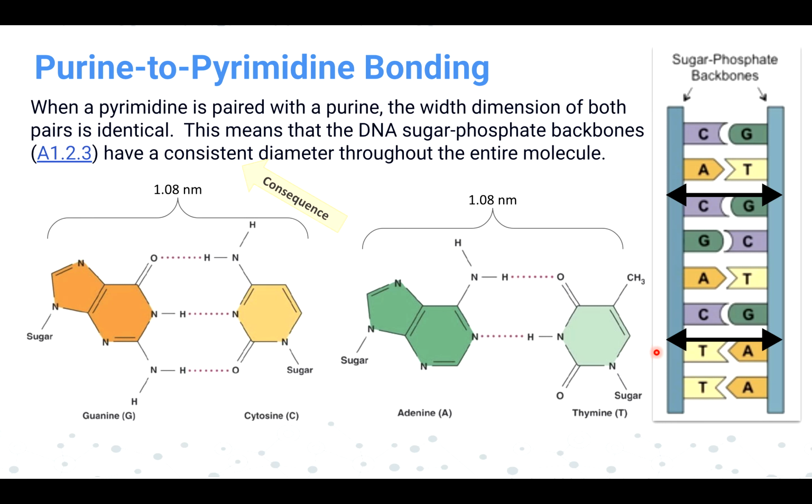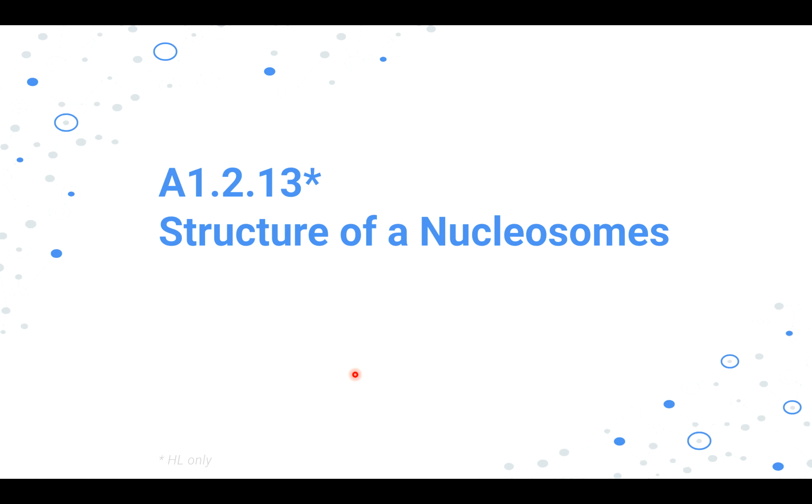Like this, you can see this is another diagram. This is the bond length, you can see the diameter of that particular base pair is nearly the same, you can see 1.08 nm. So they are maintaining consistency width-wise.